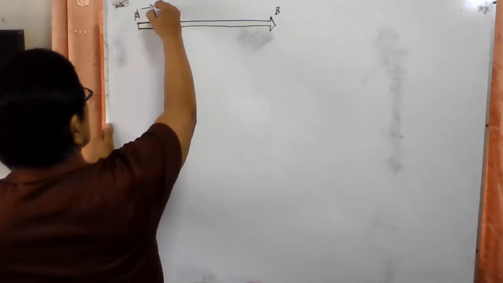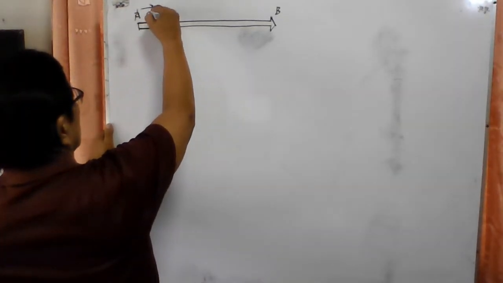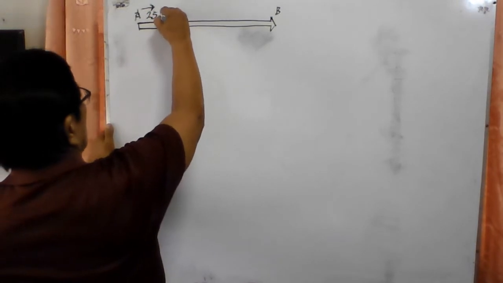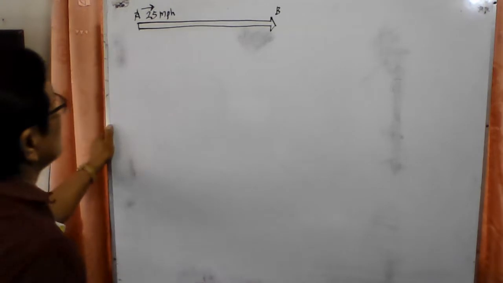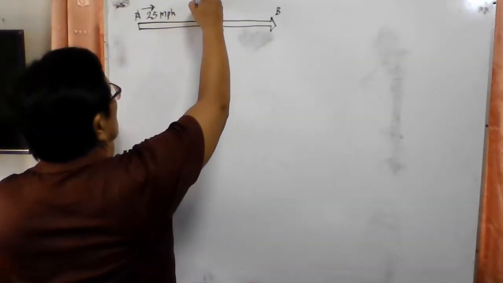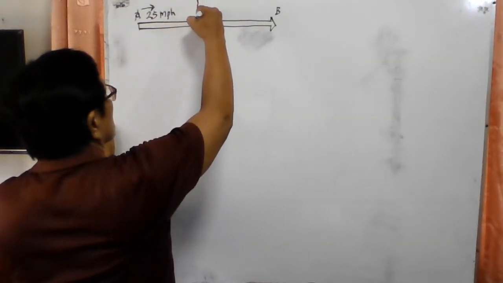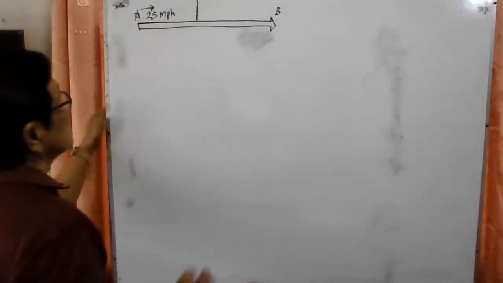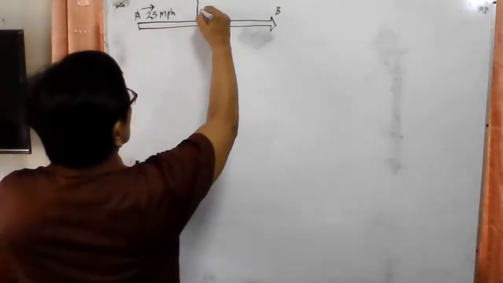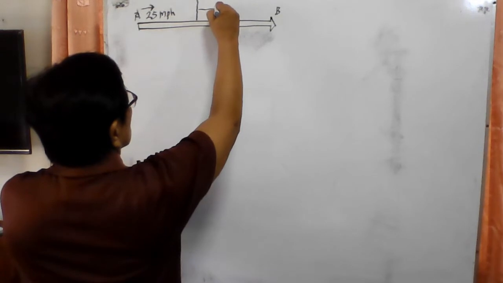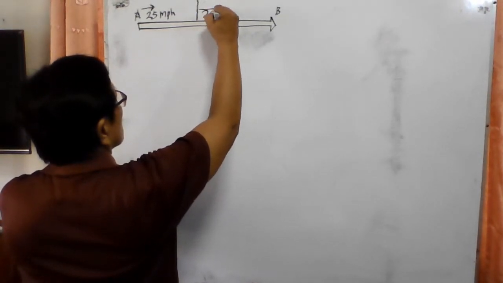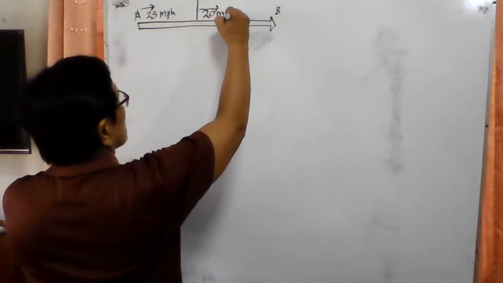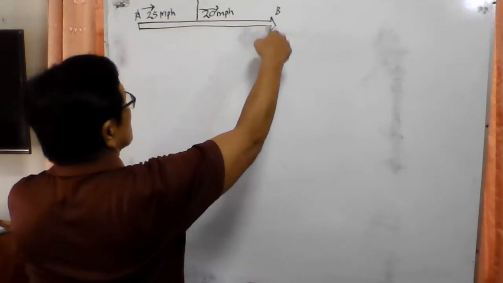She travels 25 miles per hour. But in the midway, she reduces her speed to 20 miles per hour until she reaches point B.